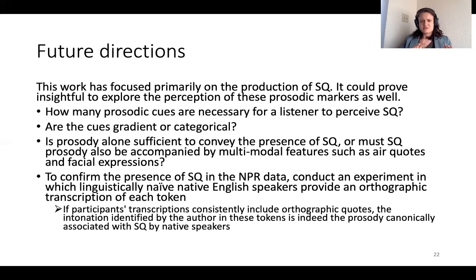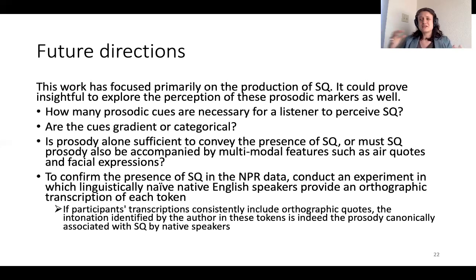So for the NPR tokens in particular, I want to conduct an experiment in which linguistically naive native English speakers provide an orthographic transcription of each token. And if the participants' transcriptions consistently include orthographic quotes, the intonation identified by the author in these tokens is indeed the prosody canonically associated with subclausal quotation by native speakers.